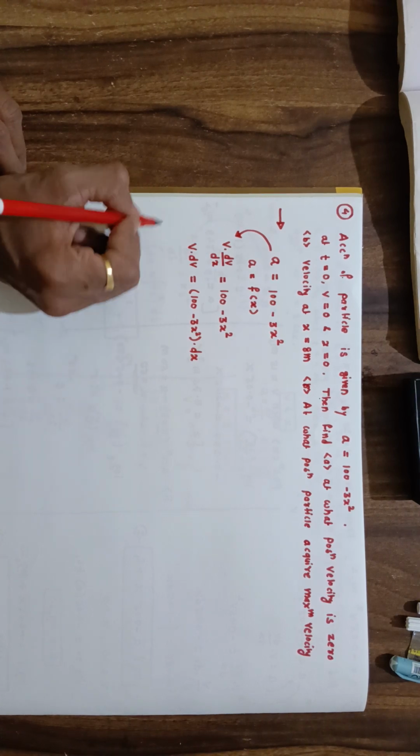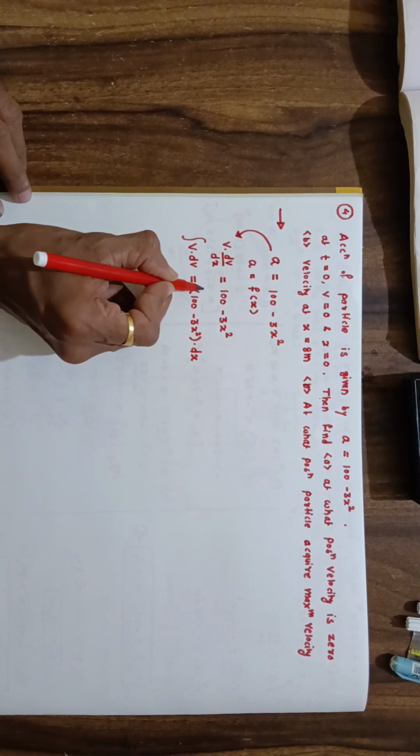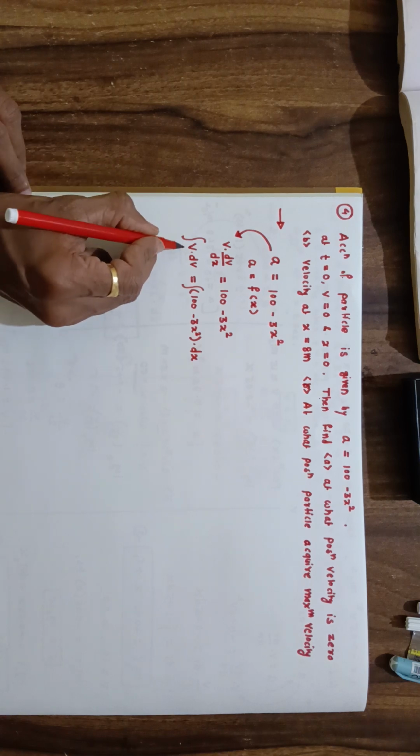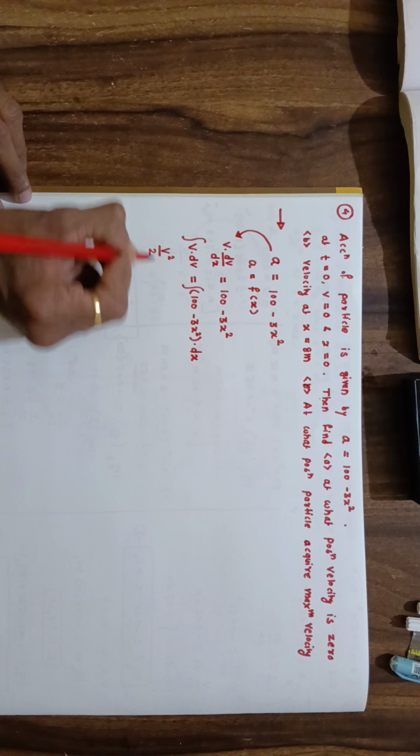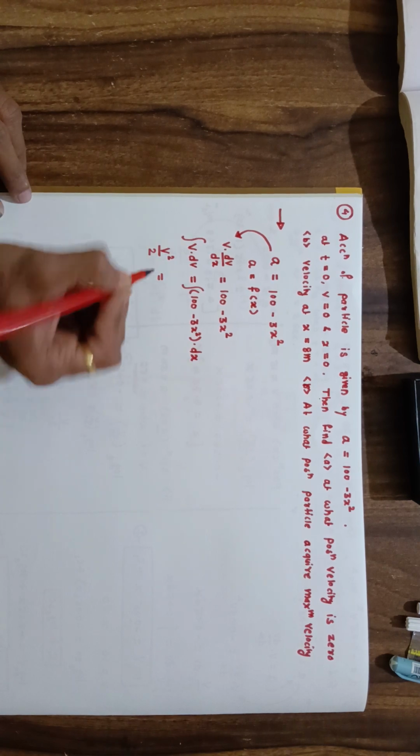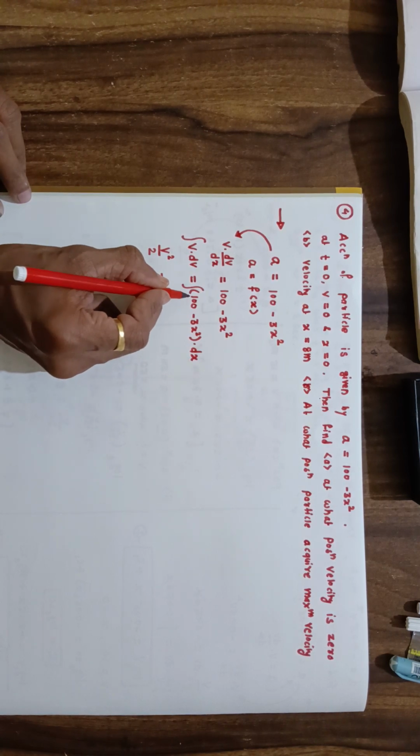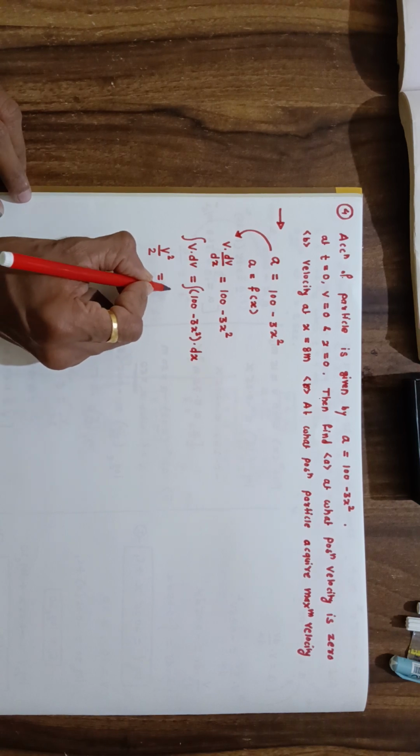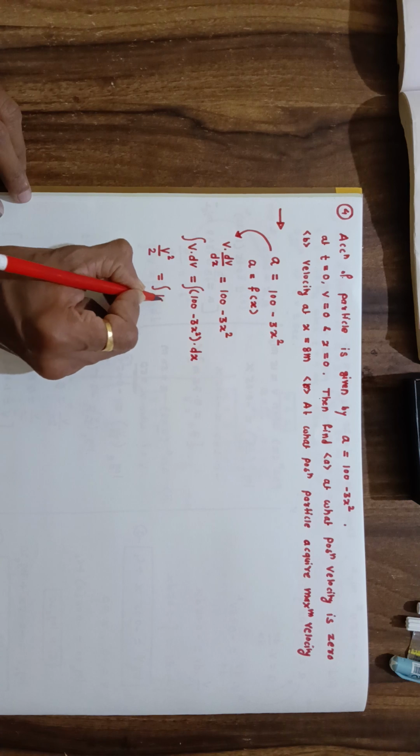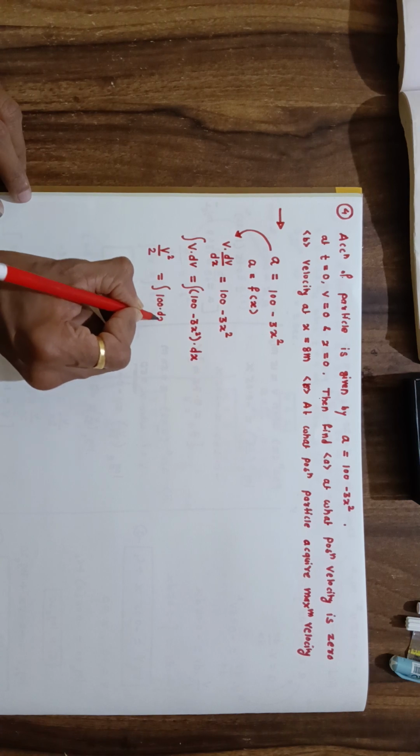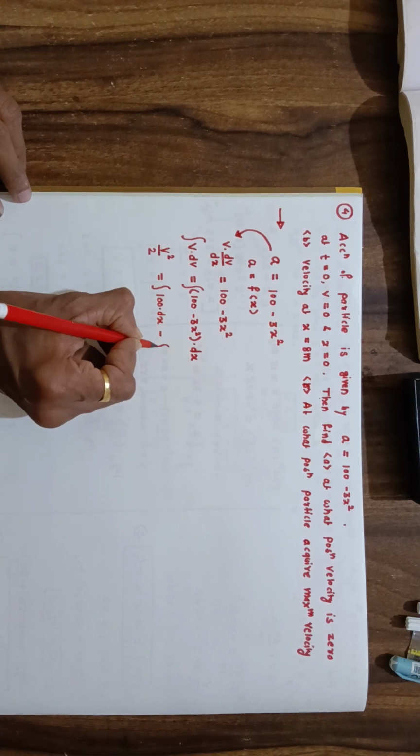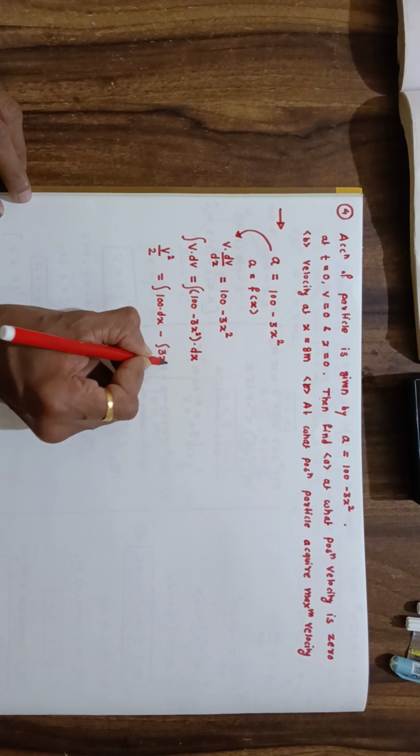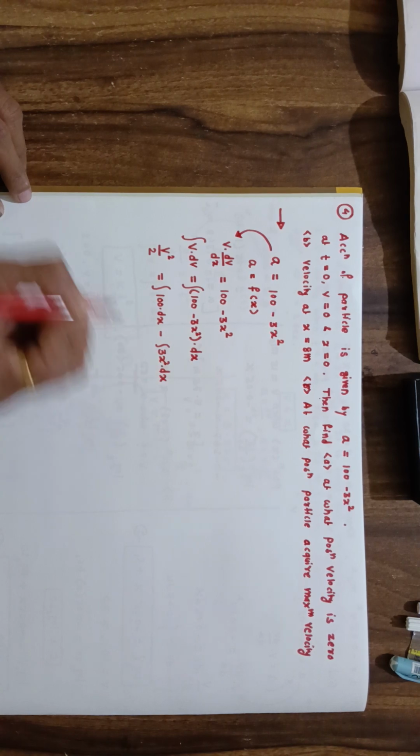Now integrate both the sides. So take the integration. So v dv, its integration will be v square by 2, integration of 100 into dx. So I will write like this, 100 into dx minus integration 3x square into dx.